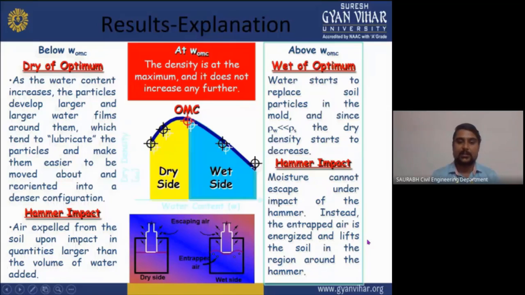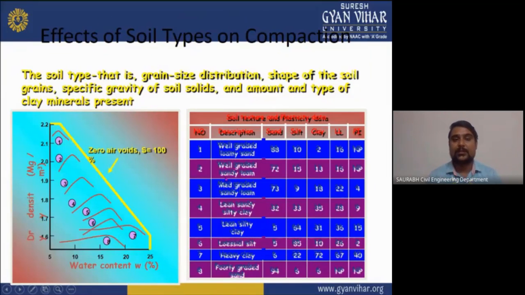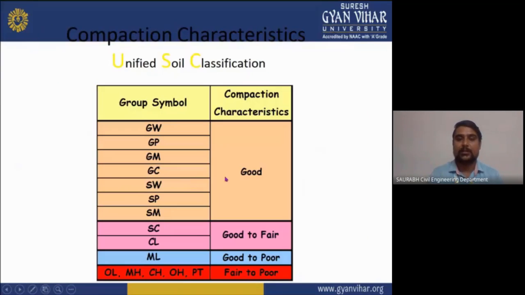As you can see here, that is your OMC, and this is your dry side, and this will be your wet side. Means this will be your soil in the dry condition, and this soil will be in the wet condition, as you can see. Now we will see the effect of soil types on the compaction. What will be the effect of soil type on the compaction? The soil type, that is grain size distribution, shape of the soil grains, specific gravity of soil solids, and amount and type of clay mineral present.